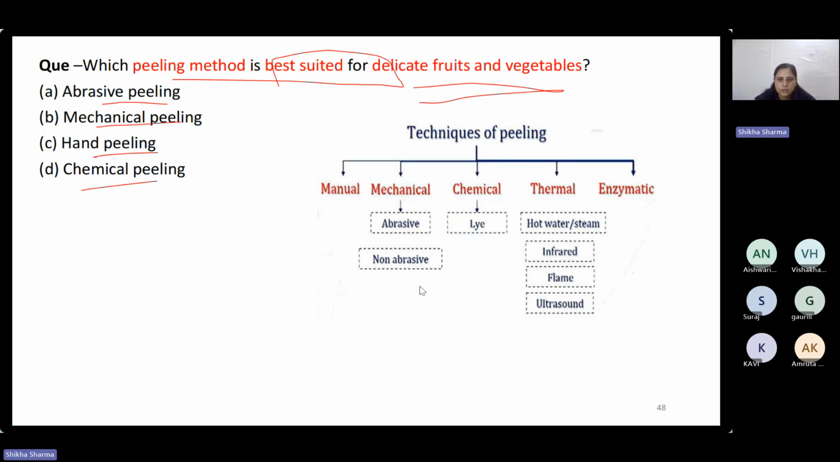Vishakha A, Suraj A. Okay, no. C, Kavya C. Okay, C, hand peeling.